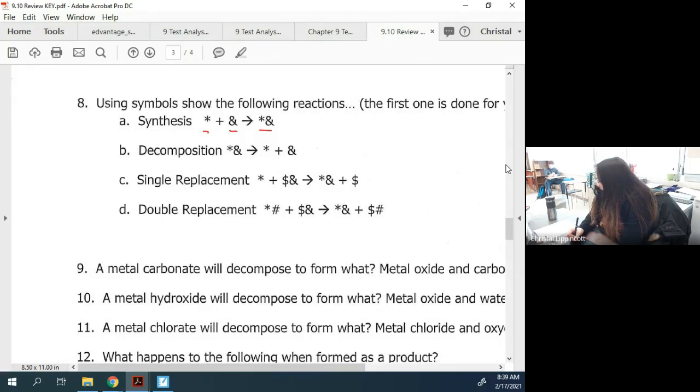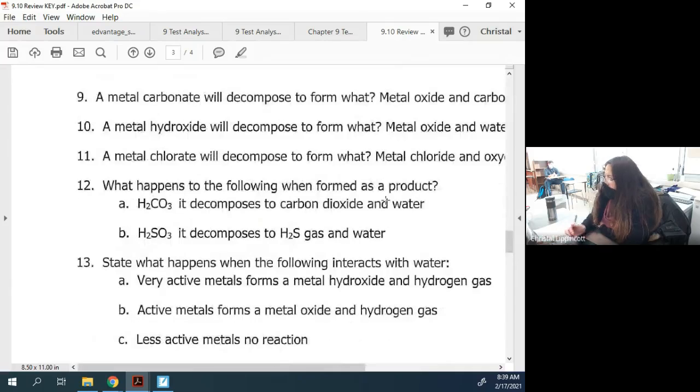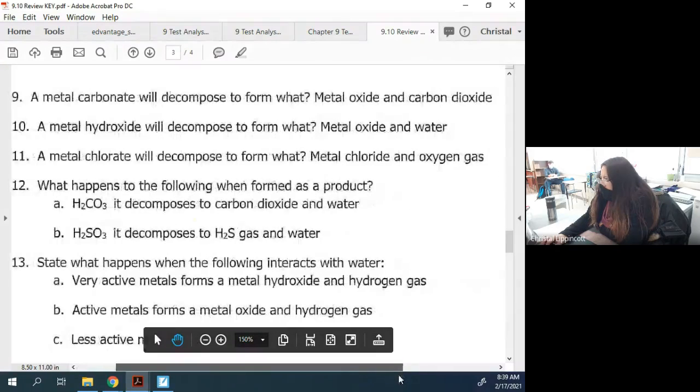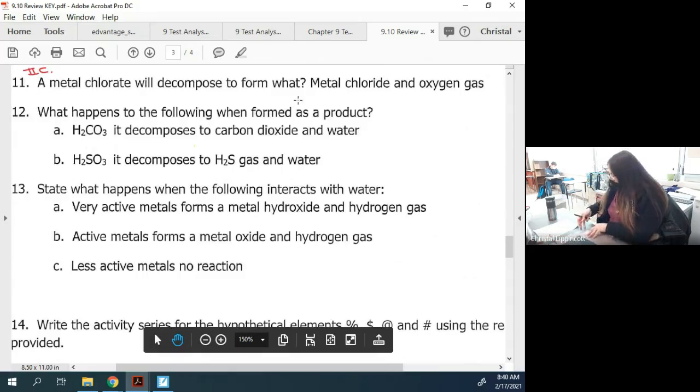Okay, so using symbols. These are asking what these decompose by. All you have to do is look on your sheet. You'll have that sheet for your test, so you don't have to have this memorized. This is Roman numeral 2, letter D, decomposition. This is Roman numeral 2, letter E. And this was Roman numeral 2, letter C from your sheet. This is at the bottom of your solubility chart.